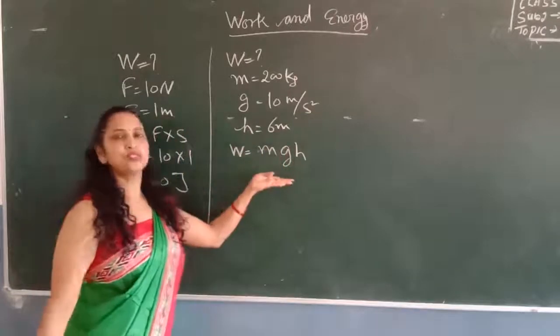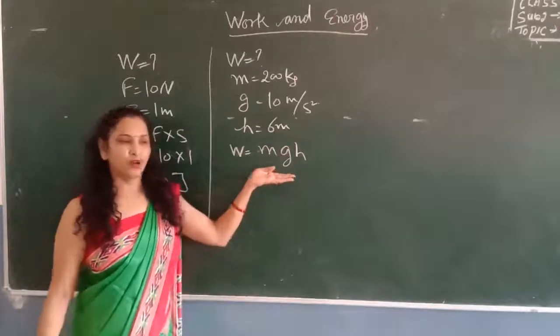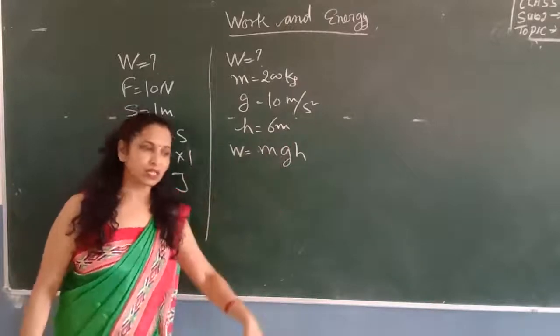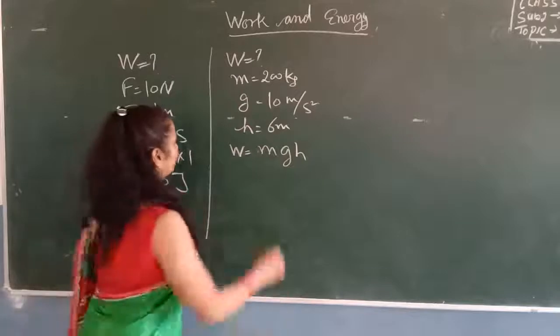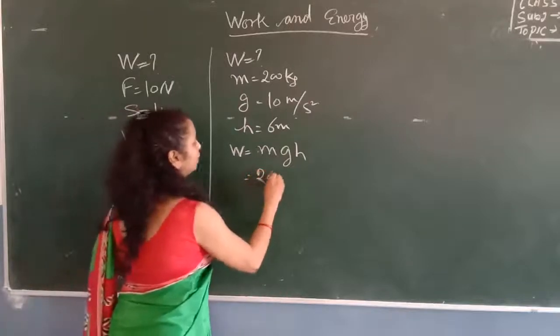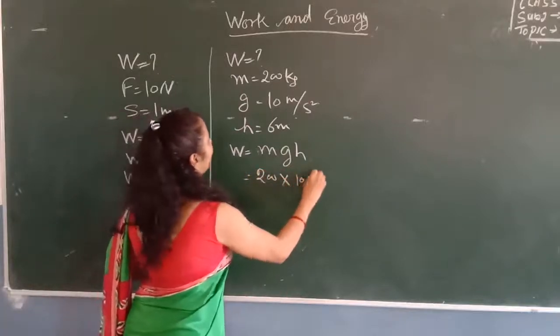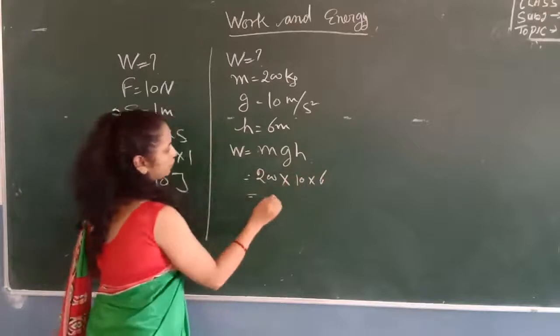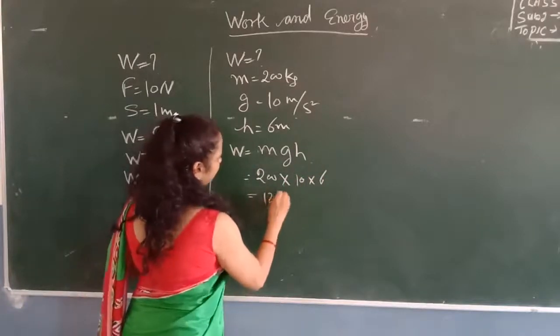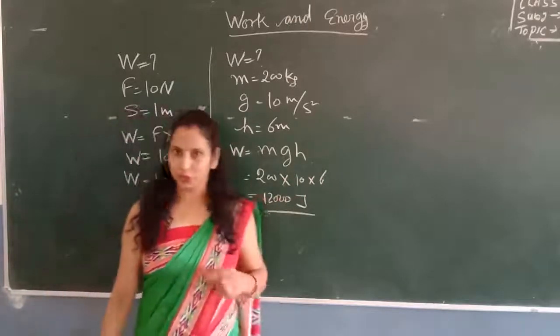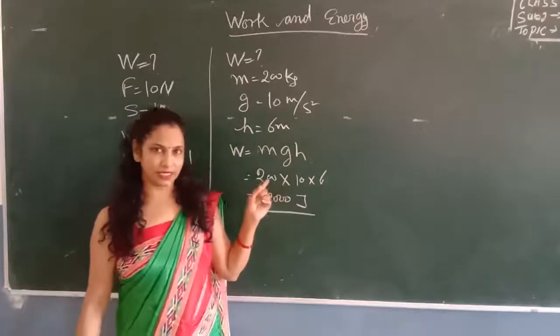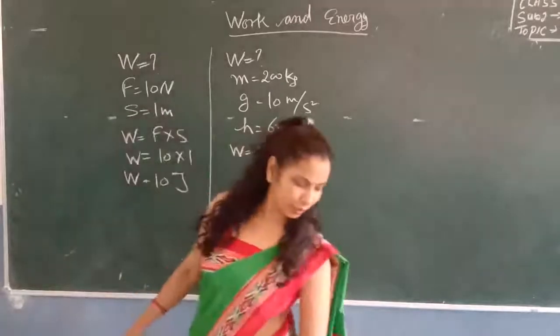So, we can use this formula for those questions in which we are lifting something, we are doing the work against the gravity. So, W is equal to mass 200 into G 10 into H 6 meter. So, it will be 12,000 joules. This is the work done by you on this water of 200 kg mass for bringing it up to the height of 6 meter.